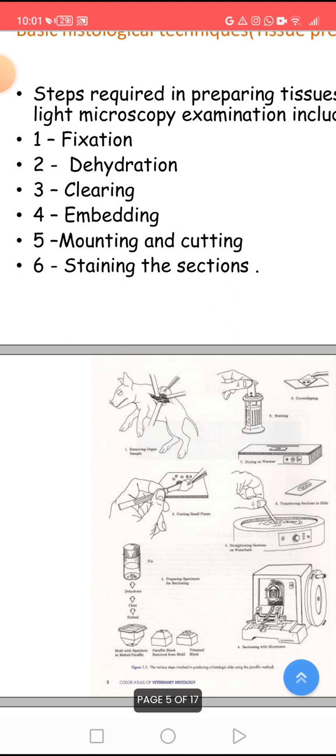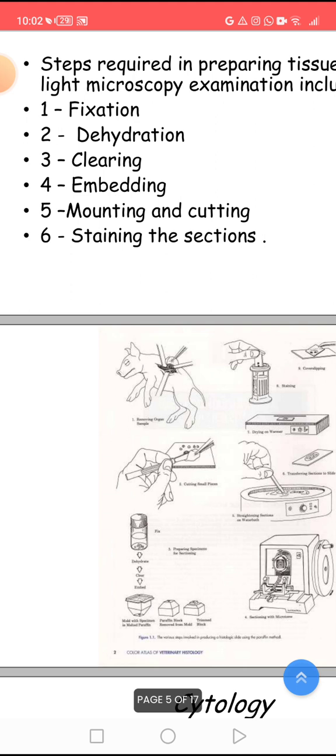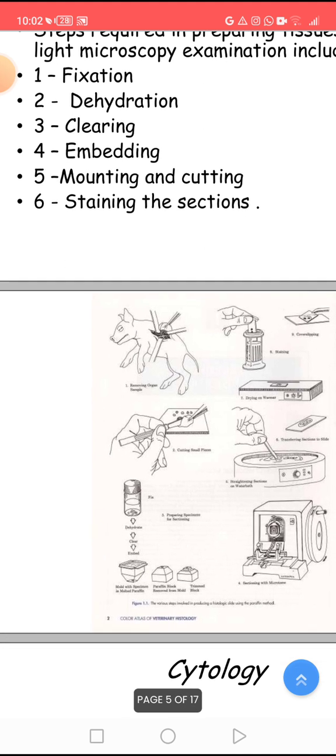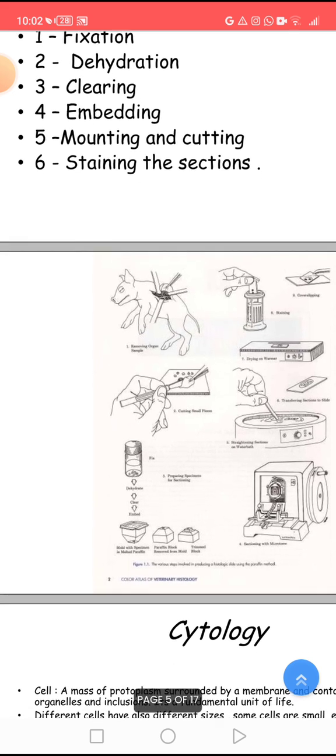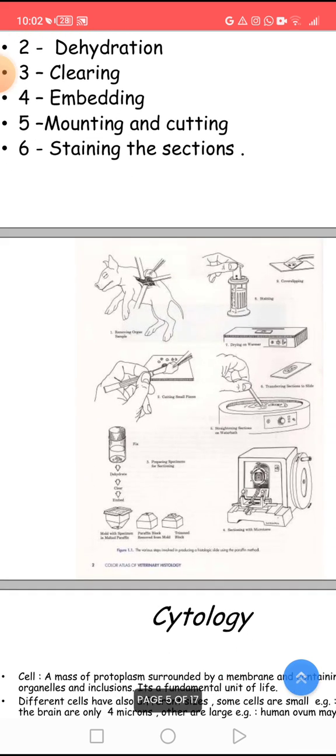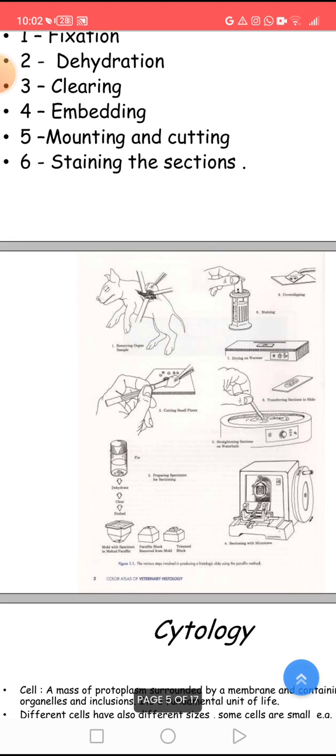After putting in a cassette in fixative materials such as formaldehyde, dehydration will be done by alcohol in different concentrations. Clearing will be done by xylene. Embedding: the tissues will be put in paraffin and put in molds, or blocks, we can say. And after embedding, as I said, mounting and cutting will be done by a microtome. Small sections will be put in water bath.